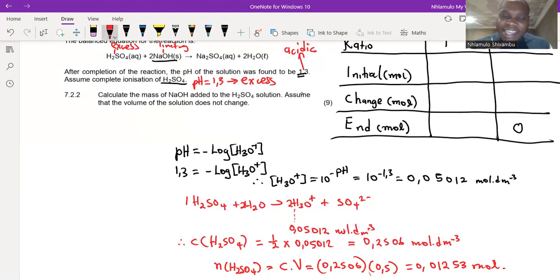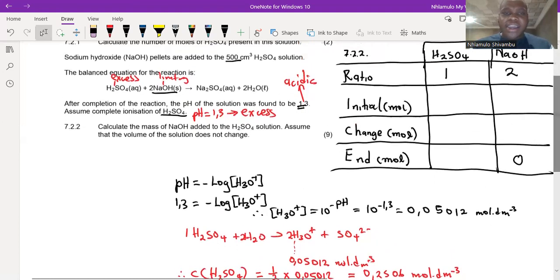And why I'm saying it's excess is because we got these number of moles using the concentration in excess. So this is the number of moles of sulfuric acid that was in excess. So we go to the rise table, we substitute the value of the number of moles of sulfuric acid. So it's 0,01253.